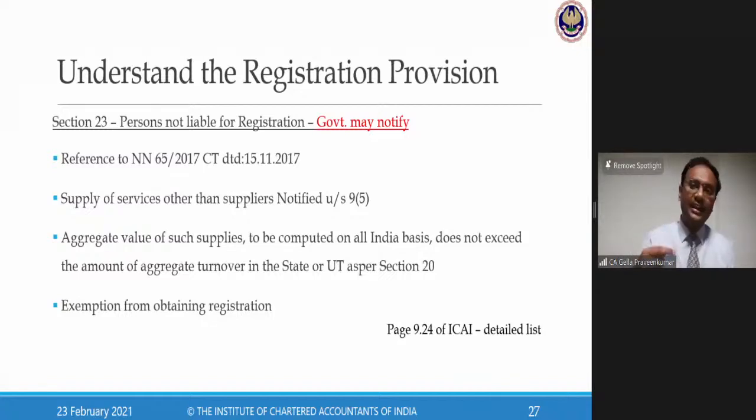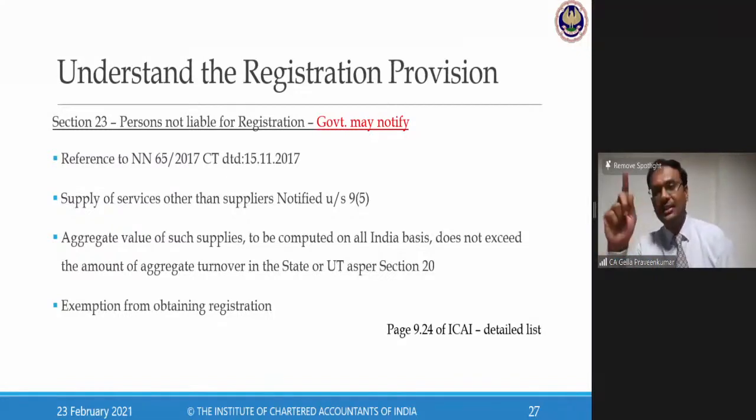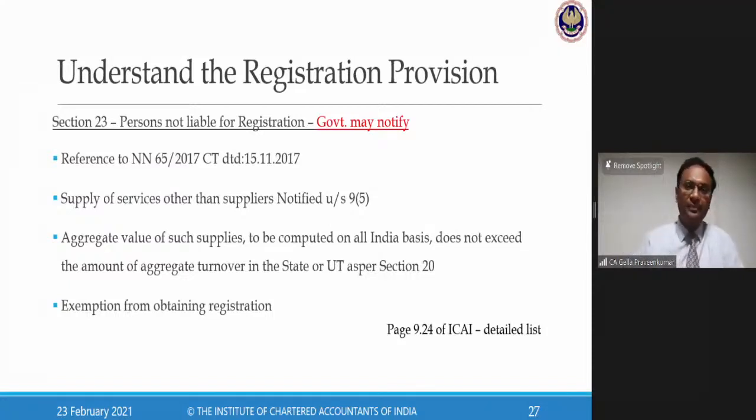I call that an interstate supply. By virtue of section 24, even if I do a 1 rupee billing as an interstate supply, I have to get registered under GST under section 24, which is called compulsory registration. Now, this is one provision. If you are dealing with services under 23, the government has taken care of this, saying that, look, you are a service provider, irrespective of intrastate or interstate, within the state or from one state to another state, you are exempted from obtaining registration up to a threshold limit of 20 lakhs.